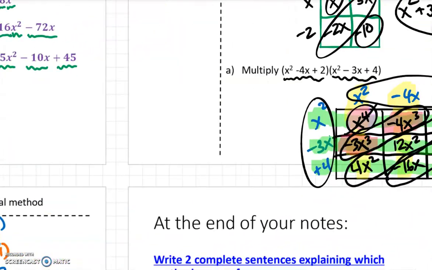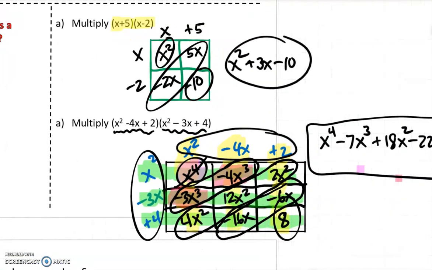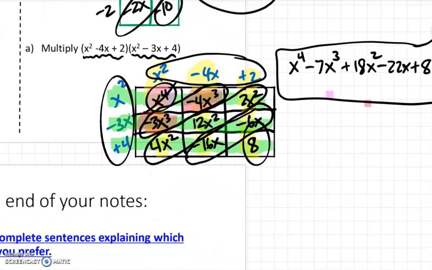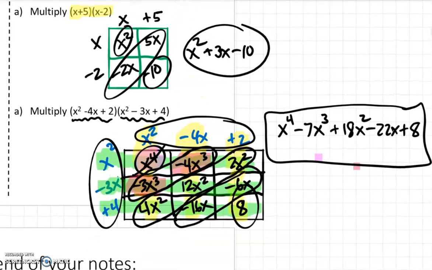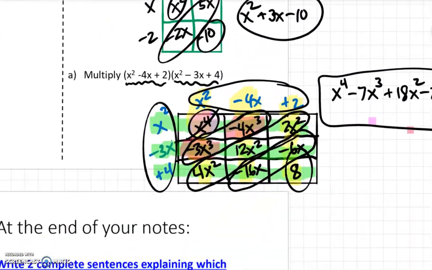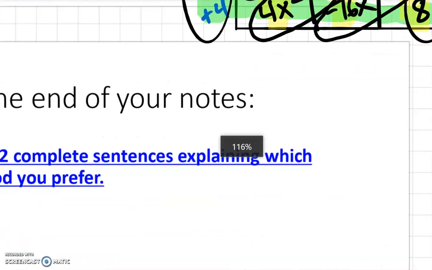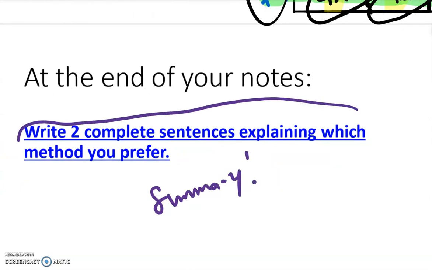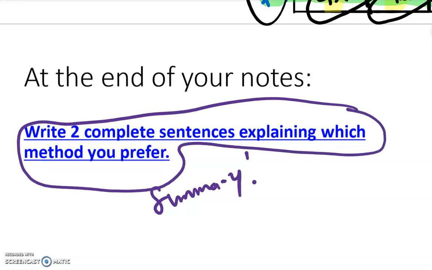Works. All right, and we also have lattice method, or what I call the area model. That will also work as well. Works great. Okay, so if you have a preference, you can choose whichever one you like and works best for you. So now we're at the end of our notes. Summary time. Your summary is you're going to write a couple of complete sentences, a short paragraph, just explaining which method you prefer and why. Why do you like that method?